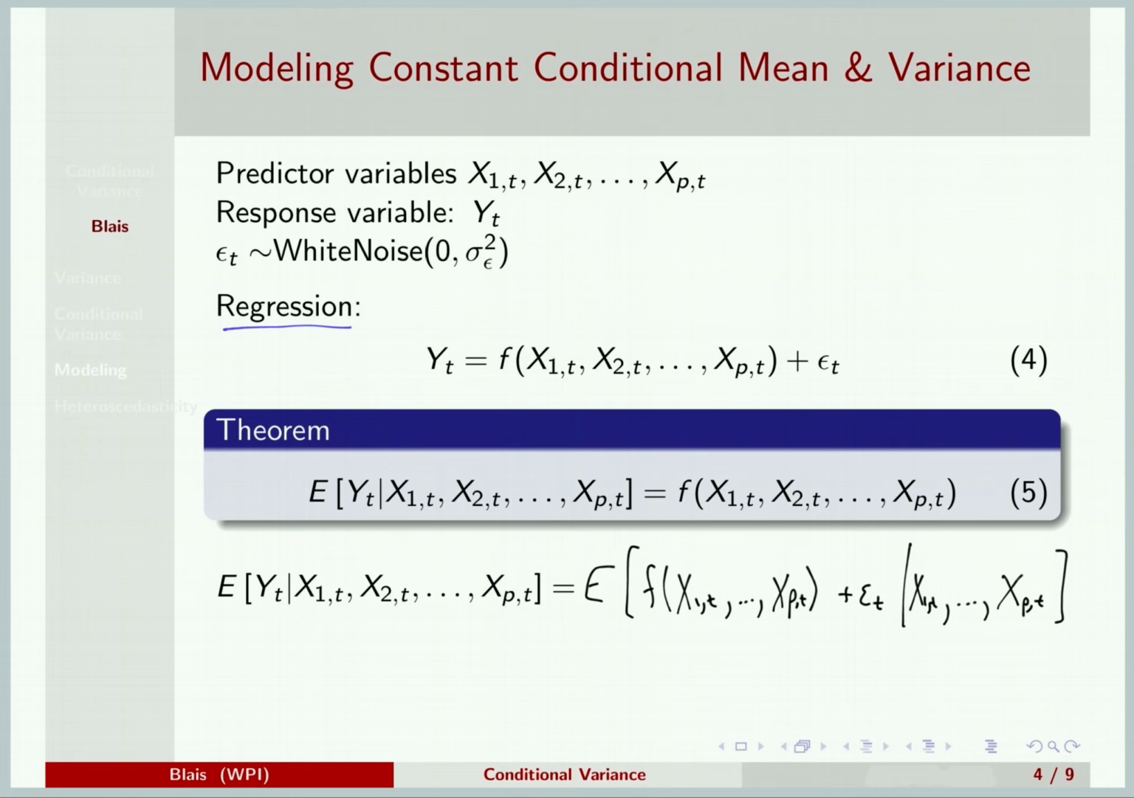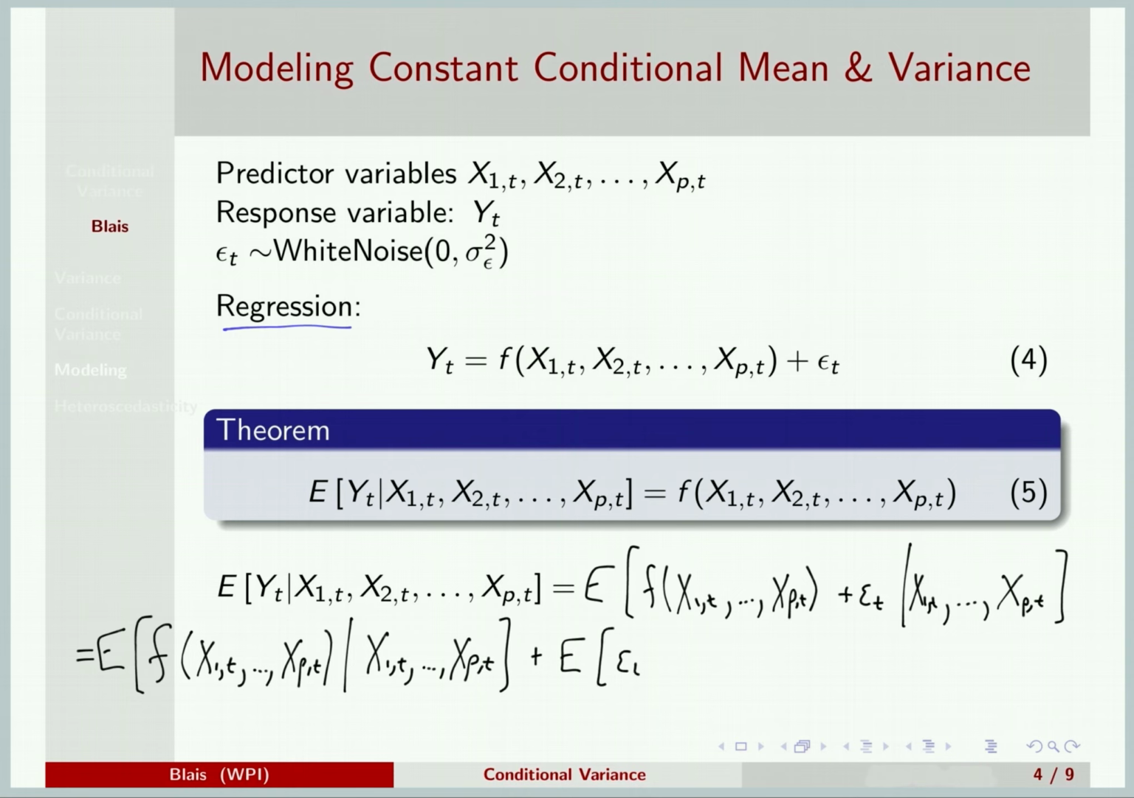First, we know conditional expectation is linear, so the expectation of the sum is the sum of the expectations. So this becomes the expectation of f of x1t up to xpt given x1t up to xpt, plus the expectation of epsilon t given x1t up to xpt.